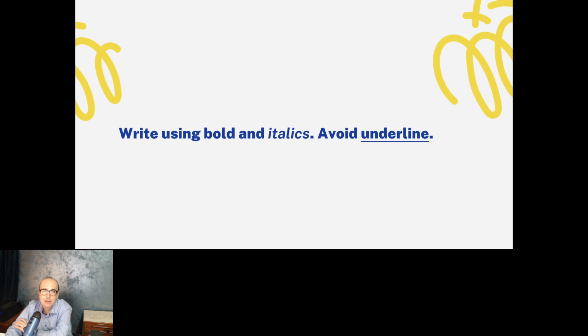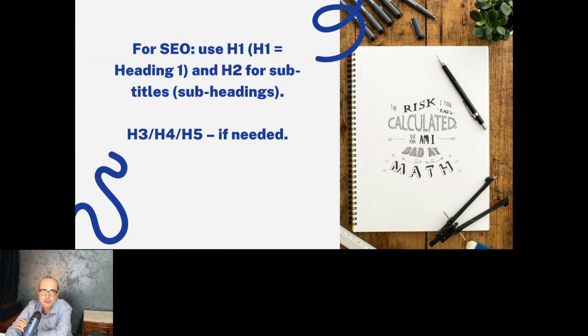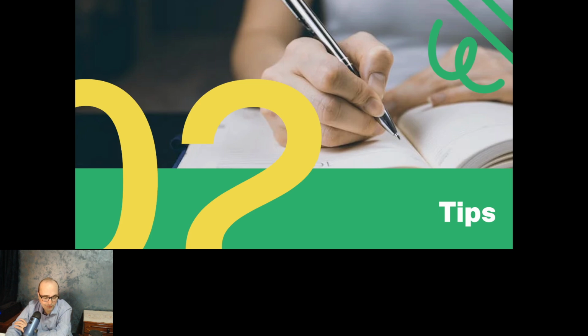If you write on the internet, write with bold and italics and avoid underline, which is generally used for hyperlinks or other types of links. If you have a large block of text, break it into sections with subtitles. For SEO, use H1 and H2 for subtitles, and only use H3, H4, H5 if needed.